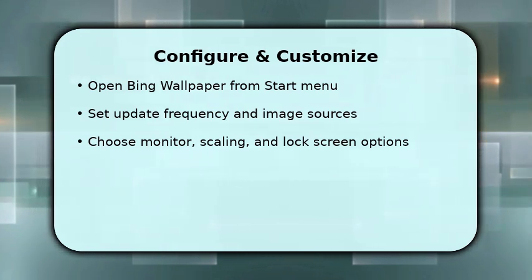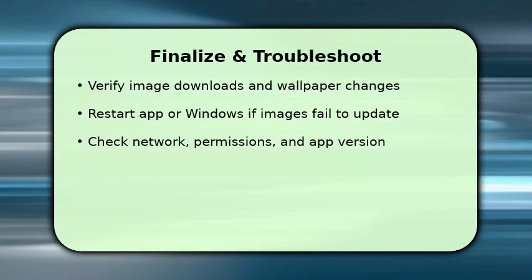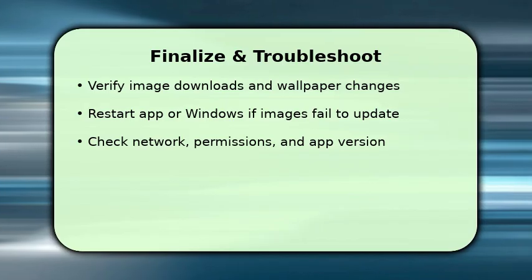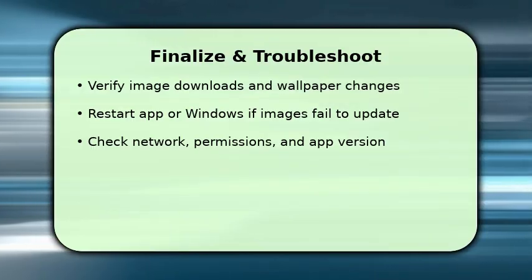To finish, watch for the first automatic wallpaper change and confirm high-res images downloaded to the app folder. If nothing changes, restart the Bing Wallpaper app and, if required, reboot Windows to apply settings. Make sure Windows background service and network access are active.